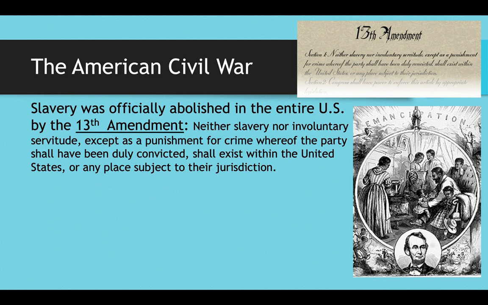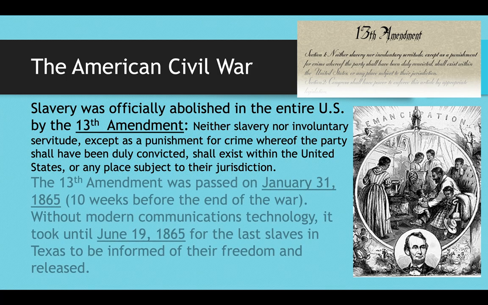Now, slavery was officially abolished in the entire United States by the 13th Amendment, and this Lincoln and the congressional Republicans were able to get passed in January of 1865. So this is still a few months before the war has stopped, but this is what officially abolishes slavery in the entire U.S., meaning in the border states, everywhere, not just the Confederacy, like the Emancipation Proclamation did. It says, neither slavery nor involuntary servitude, except as a punishment for crime whereof the party shall have been duly convicted, shall exist within the United States or any place subject to their jurisdiction.